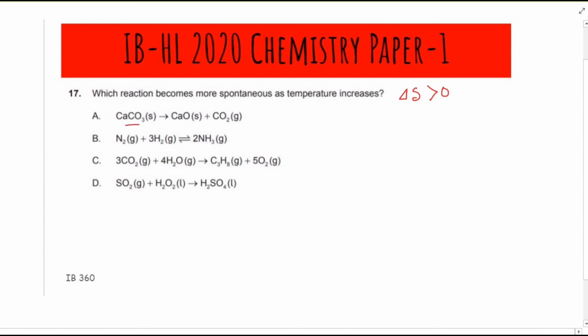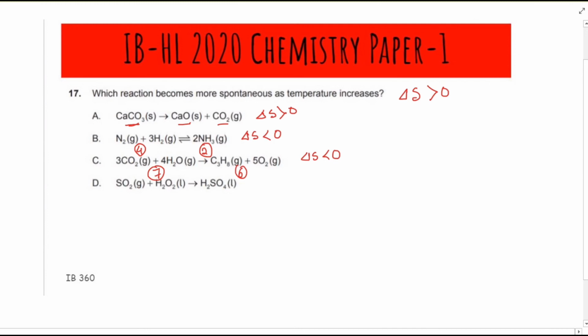See, you have a solid as a reactant, and in the product, you have one solid and one gas. As a result, what happens? The randomness of the system has increased. So delta S is greater than 0 in the first case. Second case, you have 4 gaseous moles on the reactant side and 2 gaseous moles on the product side. As a result, delta S, or the entropy, has decreased. Similarly, in option C, you have 7 gaseous moles on the reactant side and only 6 gaseous moles on the product side. So delta S is again less than 0, negative.